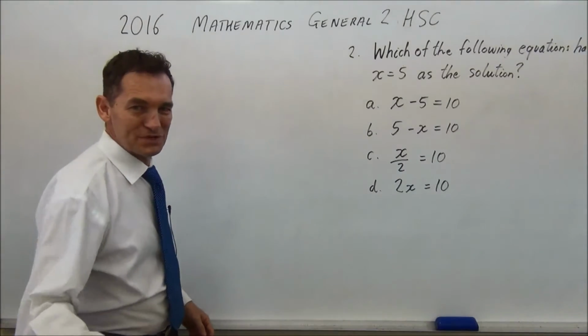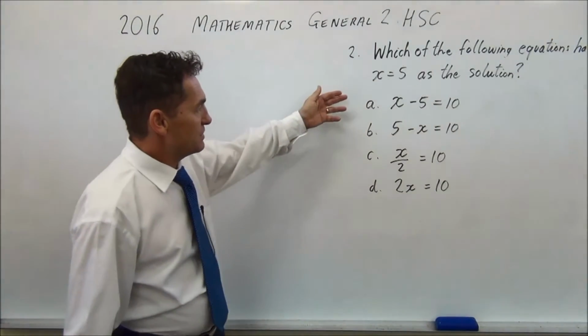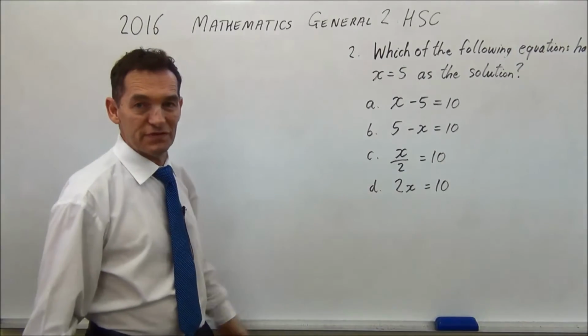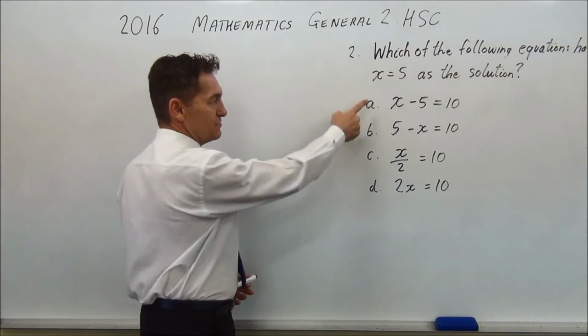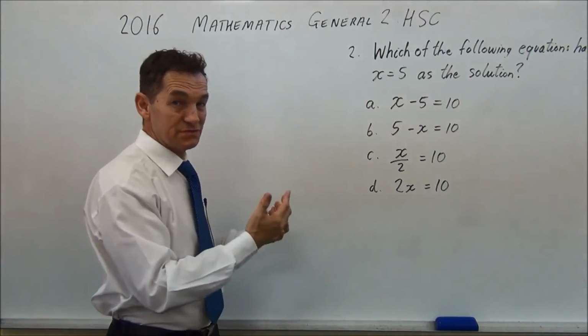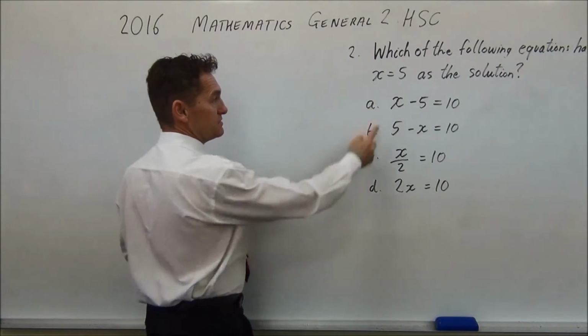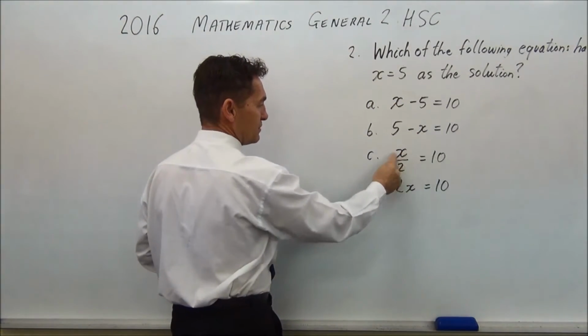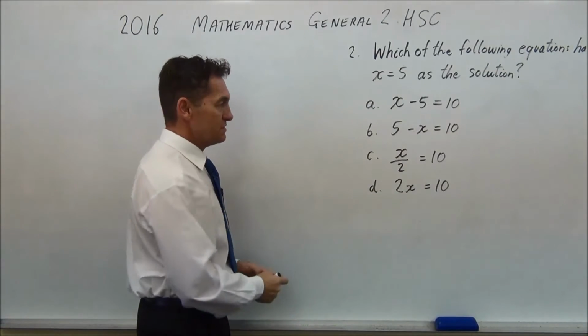G'day again, back for question 2. So, which of the following equations has x equals 5 as the solution? If you look through these, it's pretty easy. So this is really a warm-up question. So if you just put 5 there, there, there, and there, it's pretty easy.